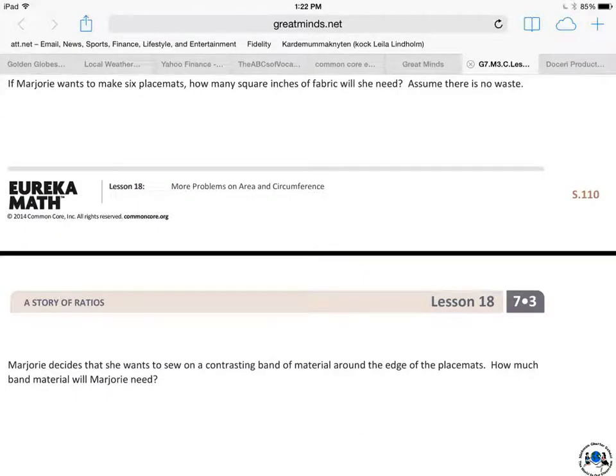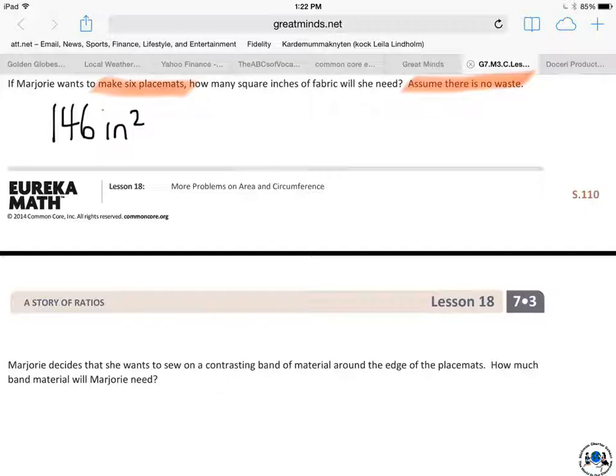Okay, so next question, after figuring out the area of the placemats, just asks us to extend it a little bit further. They want to know, if Marjorie wants to make 6 placemats, how many square inches of fabric will she need? And we're going to assume there is no waste, so get as precise as possible. I came up with 146 inches squared per placemat.